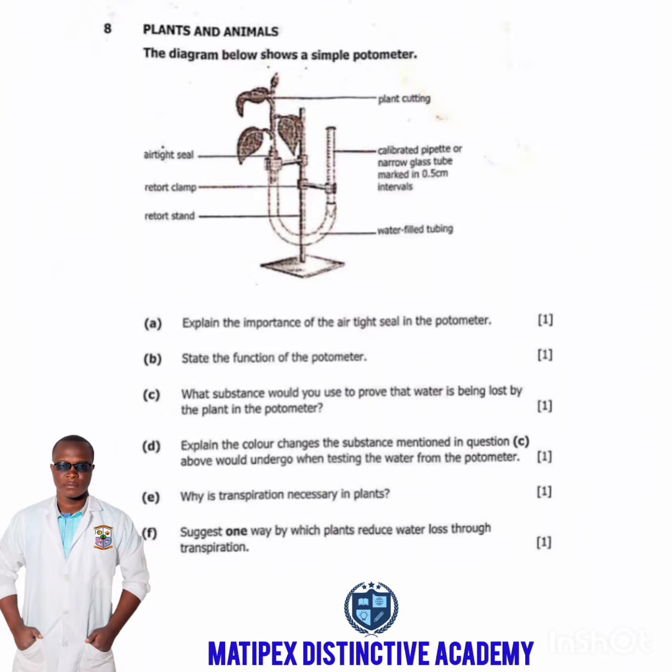Question D. Explain the color changes the substance mentioned in C above would undergo when testing the water loss from the potentiometer. So water turns the blue cobalt chloride paper to pink. It also turns anhydrous copper sulfate from white to blue. So meaning the cobalt chloride paper, guys, is blue in color. So immediately the cobalt chloride paper comes in contact with water, it changes from blue to pink.